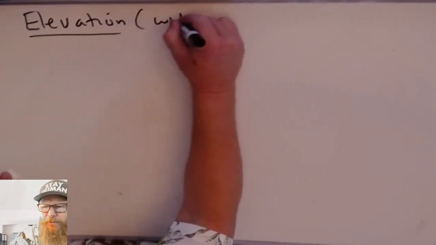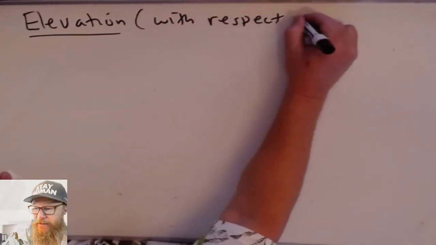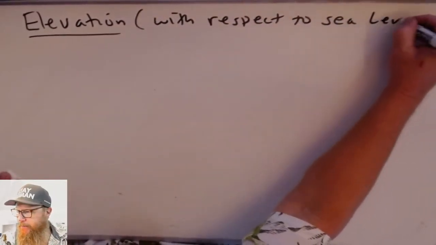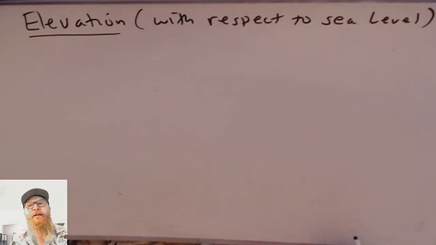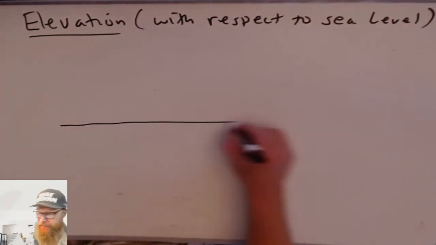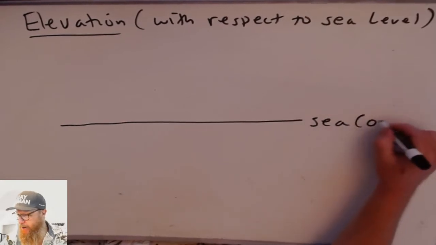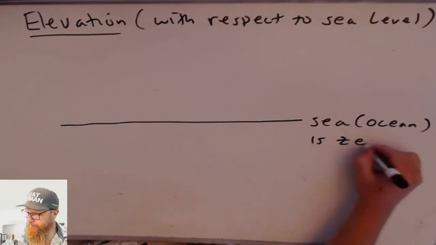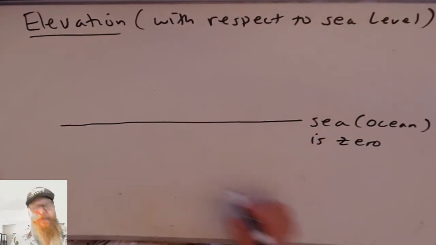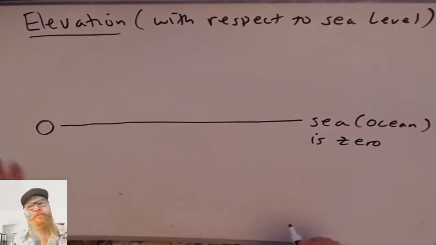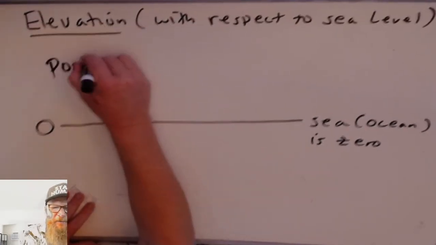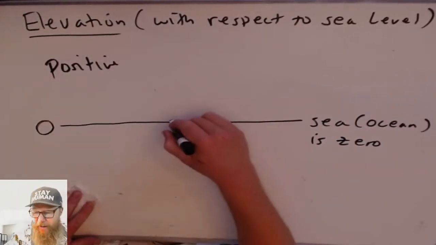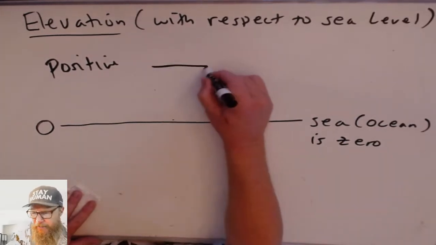And then finally, elevation with respect to sea level. So we would imagine that the sea or the ocean is 0. So there's 0. Positive would be something above sea level.